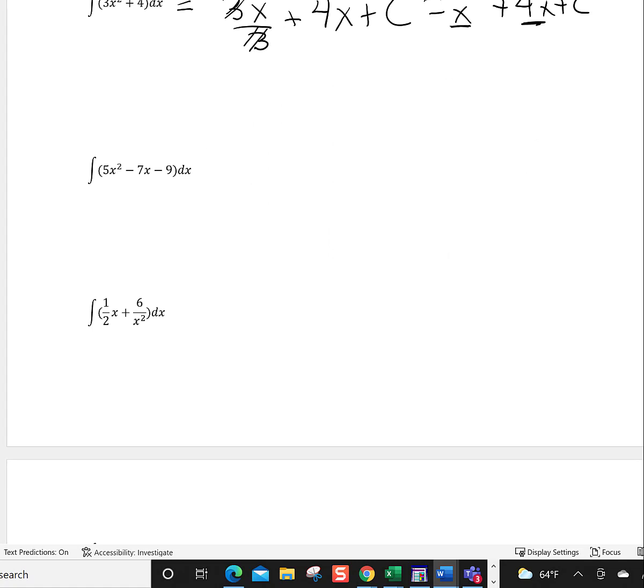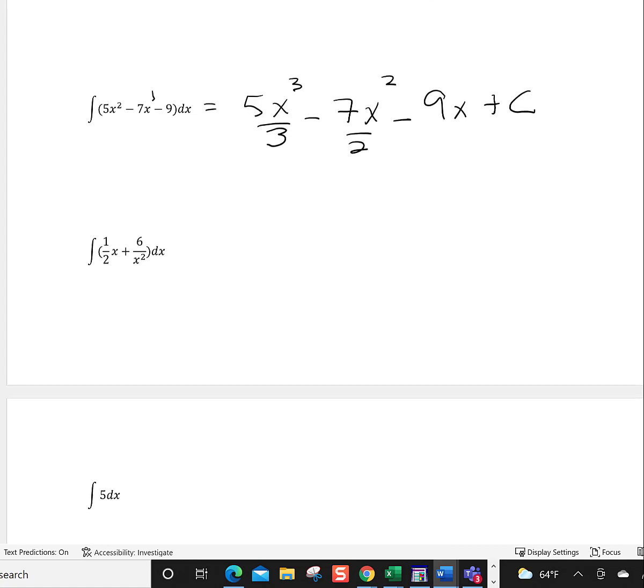Let's do one where the numbers aren't as pretty. So I have the integral of 5x squared minus 7x minus 9 dx. I have the 5x squared. I'm going to increase the power to 3, divide by 3. 7x, I'm going to go from power 1, and you may want to write that in there because this is new. Power 1 goes to power 2, divide by 2. The 9 becomes 9x, and then you have plus c. So I have 5x cubed over 3 minus 7x squared over 2 minus 9x plus c. That's perfect. Leave it alone.